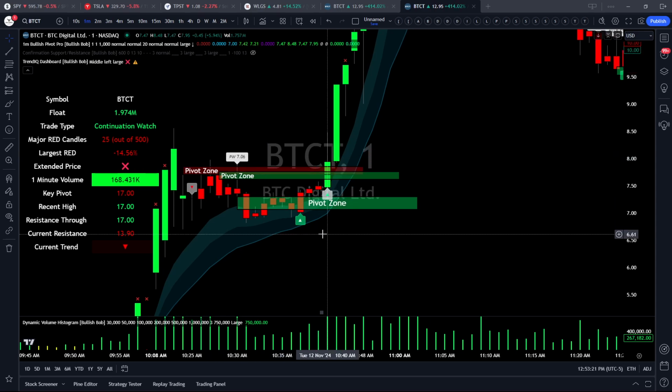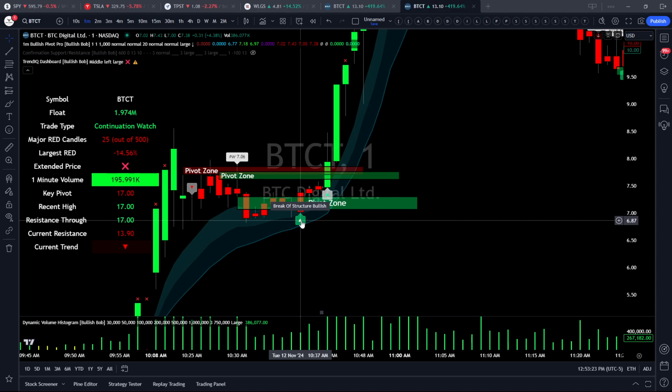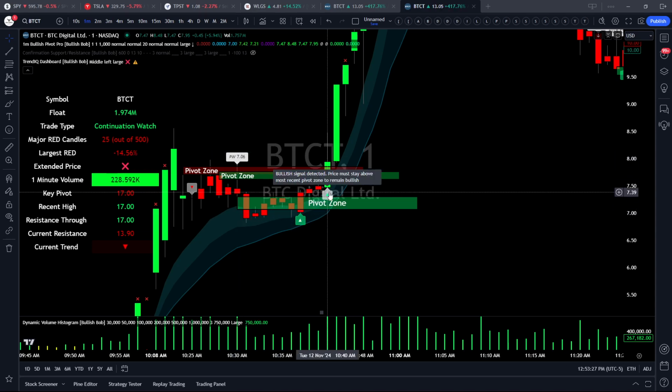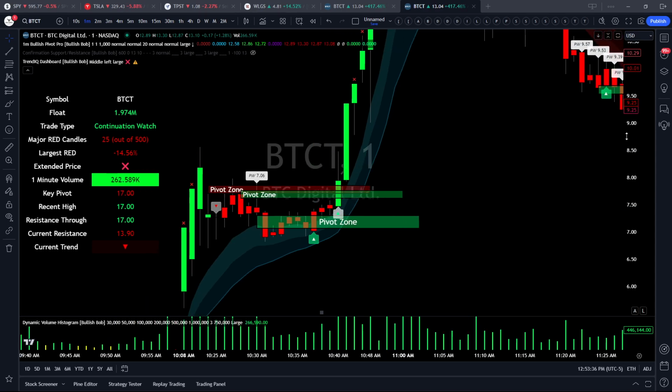And then all of a sudden, we're looking for the break of structure. Here's our break of structure signal. So pivot watch, break of structure, followed by this bullish signal detected. Price must stay above the most recent pivot zone to remain bullish. And that's exactly what happened. Look at this move, guys.